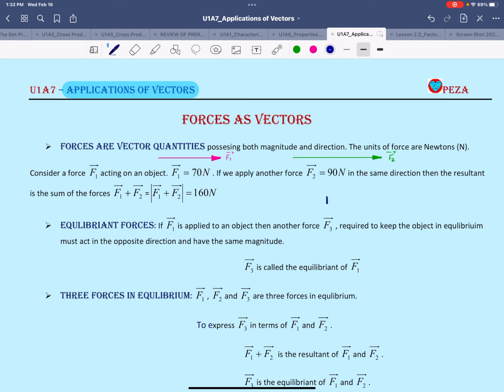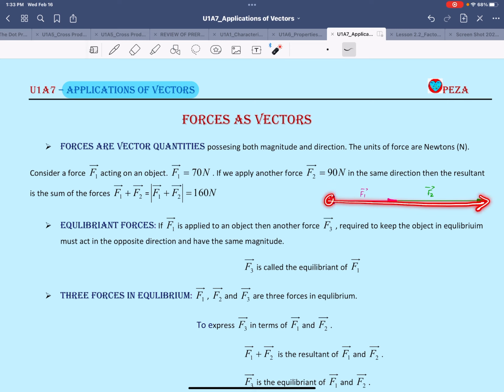If there is an object somewhere, and we apply both forces to this object, then we are going to say that the two forces applied to the object will produce a resultant force equal in magnitude to F1 plus F2. And the object will move in the direction of the resultant force F1 plus F2.